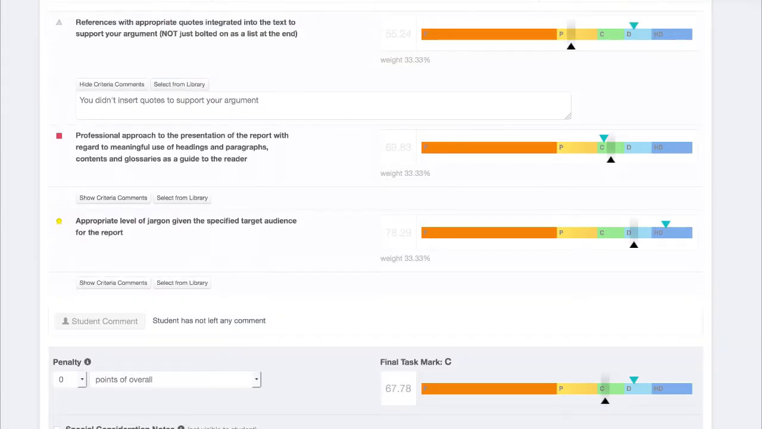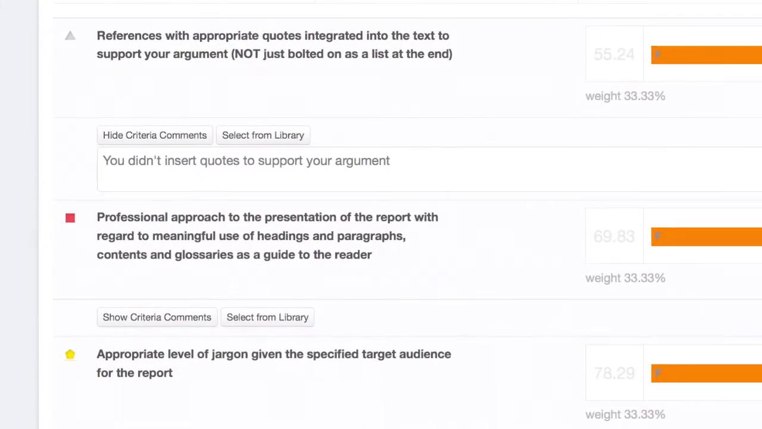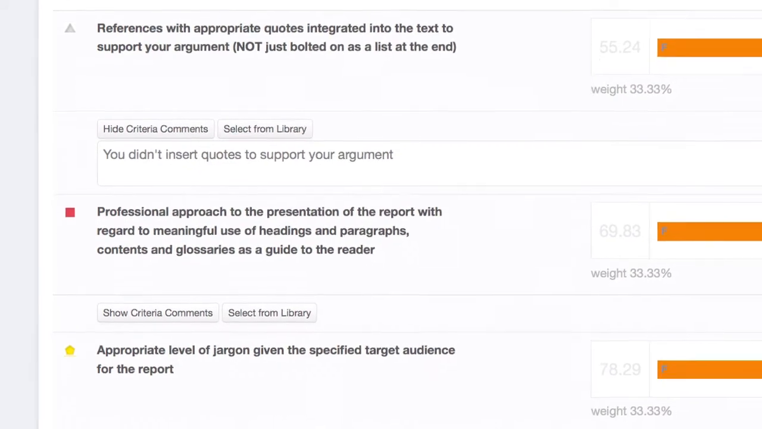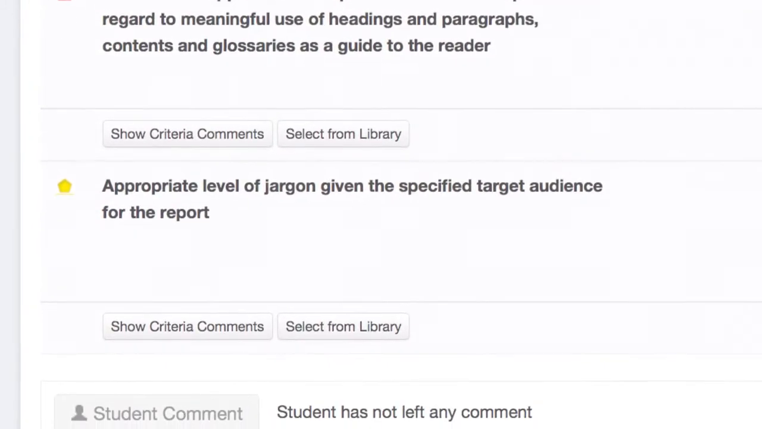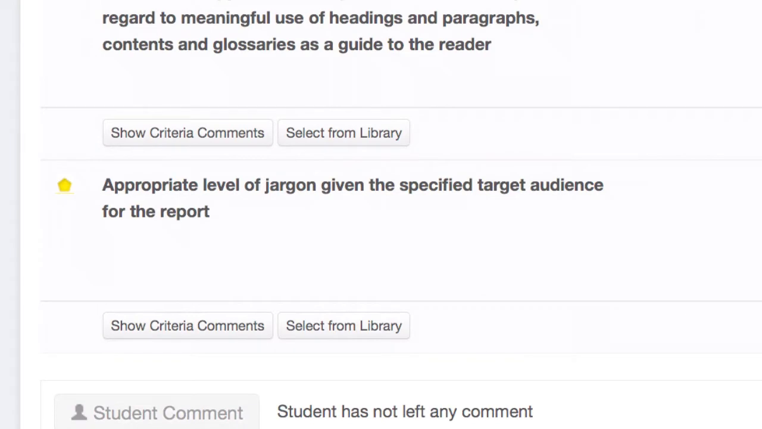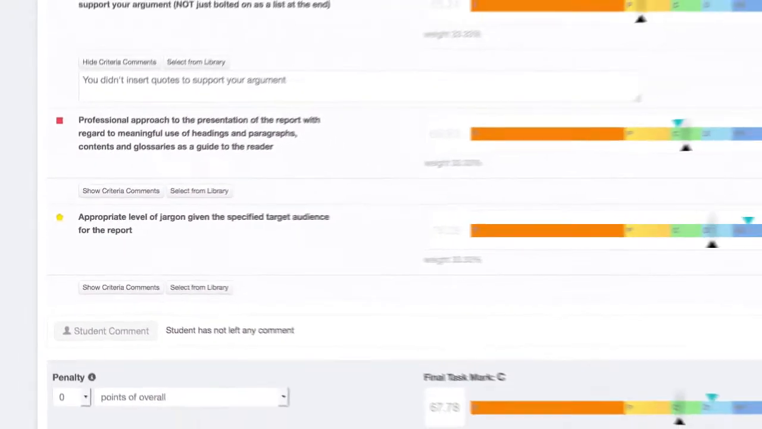The challenge is to keep it personal. Own the criteria by wording them with what you actually value. For example, appropriate level of jargon and explanations given the target audience. So why would students actually buy into this?